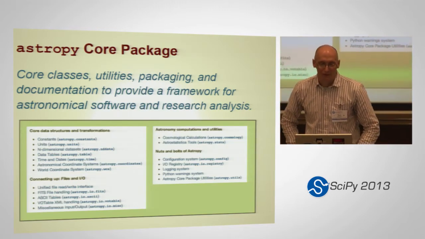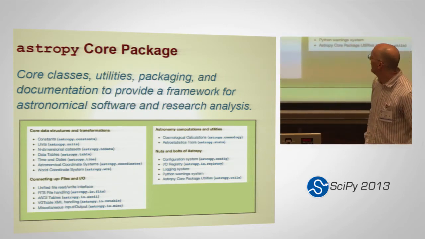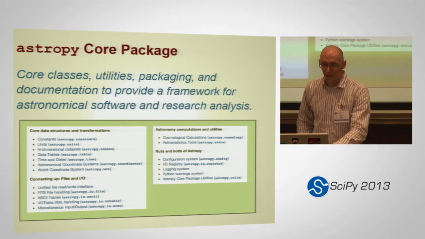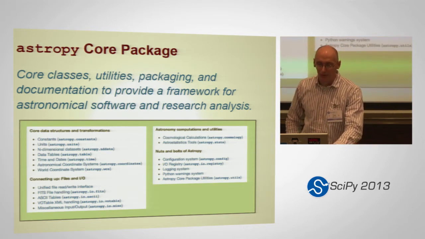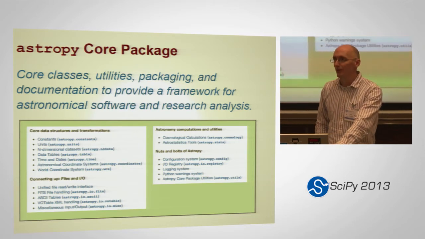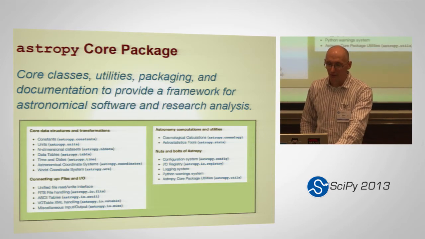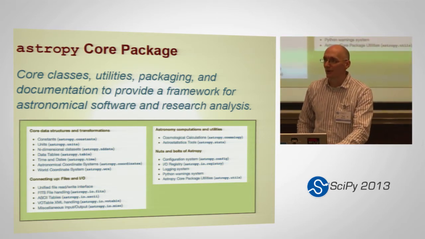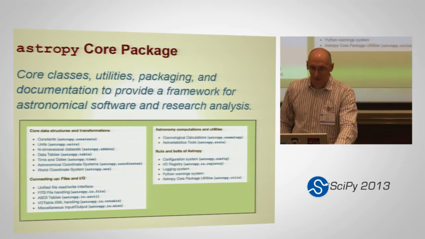So going on to the actual core package. These are the classes, utilities, packaging, and documentation that provide a framework for astronomical software and research analysis. I'm not sure if you can read this, but the core of the core are these seven modules here, starting with constants. That provides astrophysical and physical constants, which are useful units. And actually, Mike is going to talk about that more tomorrow, so I won't say any more. But it's a fantastic package that everyone is really excited about.